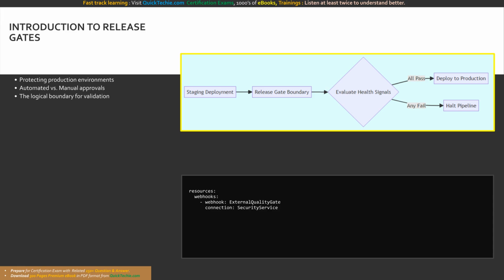A release gate is a distinct, logical boundary within your pipeline, where the deployment process is intentionally paused. During this pause, Azure Pipelines automatically collects and critically evaluates a series of external health signals and governance metrics. Only if all mathematical criteria are successfully met does the deployment autonomously proceed to the next stage. Unlike traditional manual approvals, where a manager subjectively clicks an approve button, release gates represent absolute, data-driven automation.